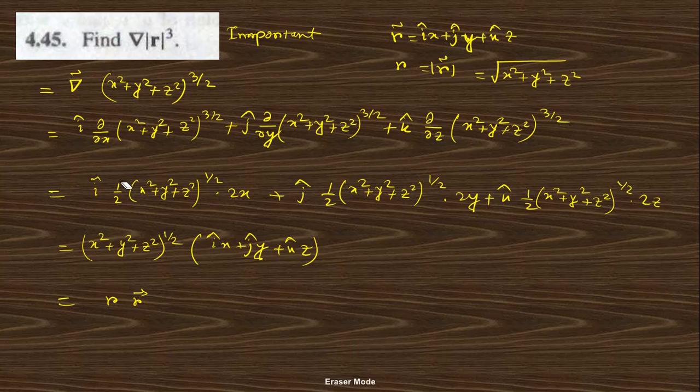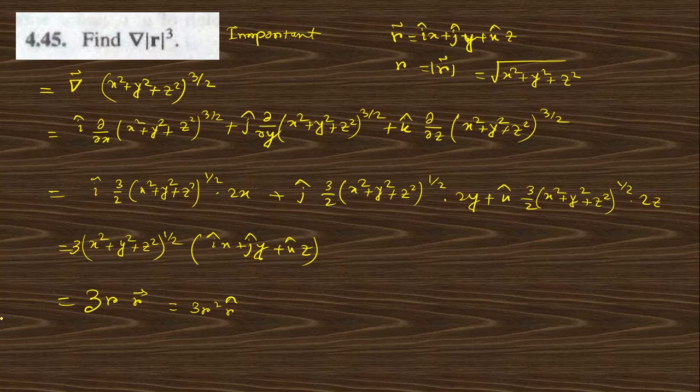Oh, sorry, this is 3 by 2. That was a mistake. The 3 by 2 derivative power comes at the front, so the halves cancel with 2 and we get 3. So the answer of this question will be 3 R vector, or you can say 3 R square R cap. Just like a derivative, you differentiate R cubed with respect to r, so this will be 3 r square, and put an r cap. Simple process.